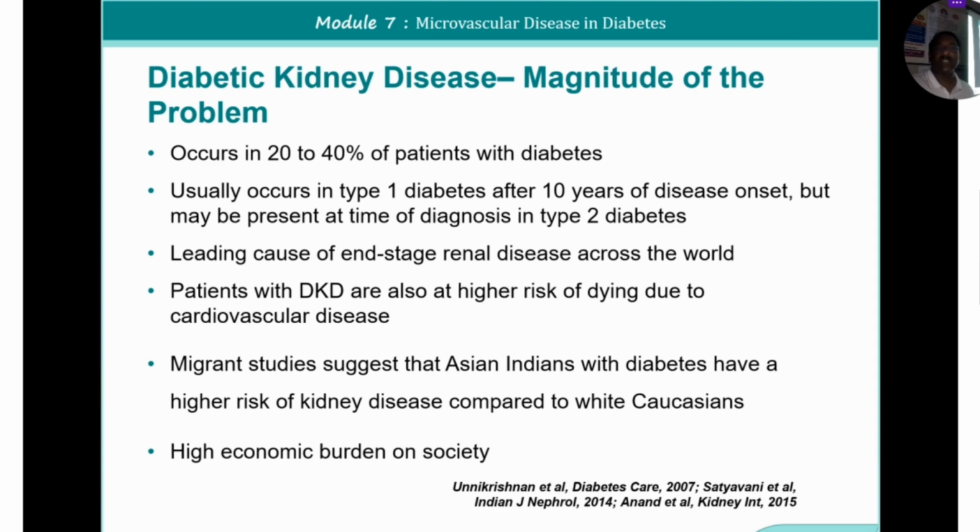Migrant studies suggest that Asian Indians with diabetes have a higher risk of kidney disease compared to white Caucasians. So our people are having more DKD also. There is a high economic burden on society because a lot of money is involved in getting urea, creatinine, electrolytes, anemia workup, erythropoietin, and calcium. Okay, lifelong. So they are very important.